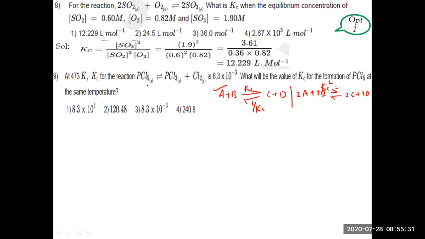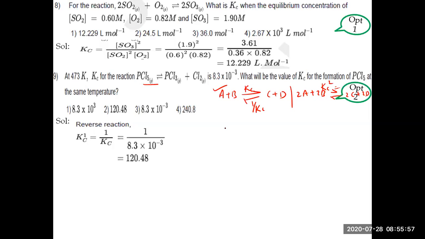This is the reaction where they have given the decomposition of PCl5. What will be the value of Kc for the formation of PCl5? It is the backward reaction. Obviously, you have to take the reciprocal. The reverse reaction, Kc dash, is the equilibrium constant, which is nothing but 1 by Kc. So 1 by 8.3 into 10 to the power minus 3 is 120.4348. Option.